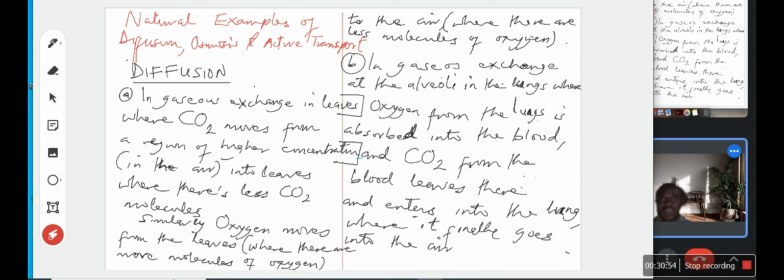Diffusion is according to concentration gradient. It is not against concentration gradient. In fact, diffusion is along the concentration gradient.